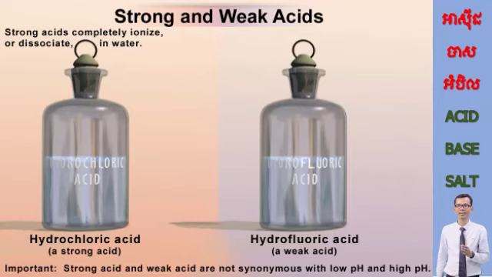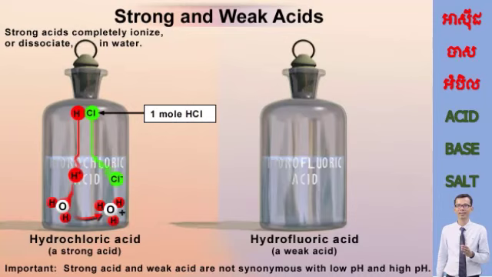For example, in an aqueous solution of hydrogen chloride, there are essentially no hydrogen chloride molecules in solution because they all dissociate to produce hydrogen ions and chloride ions. This means 1 mole of hydrogen chloride in solution produces 1 mole of hydronium ions.